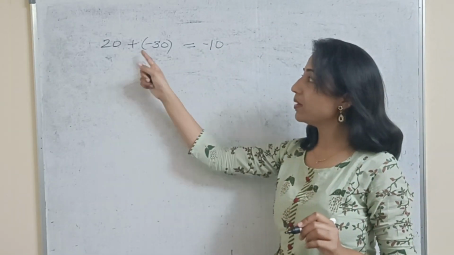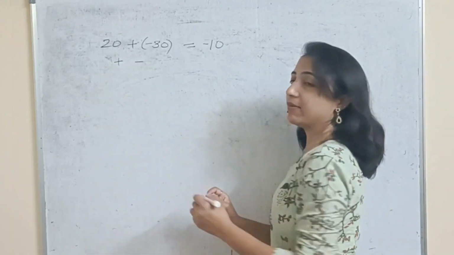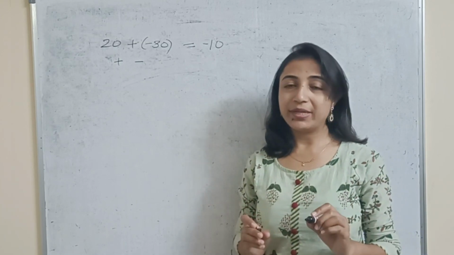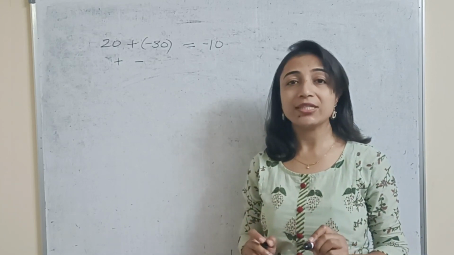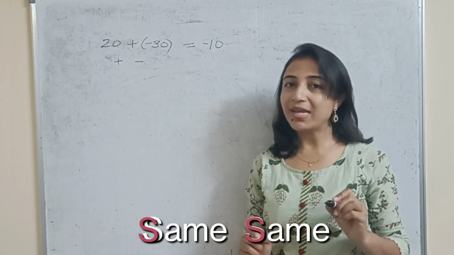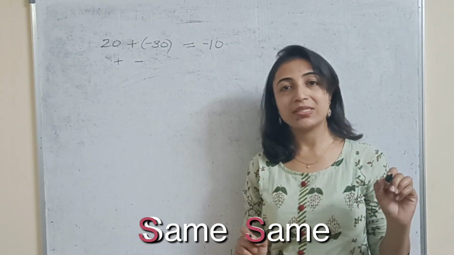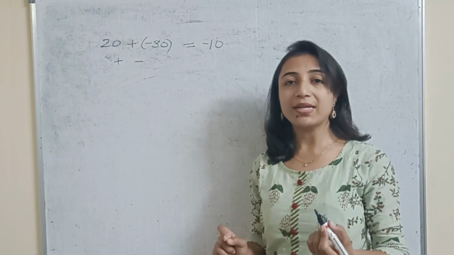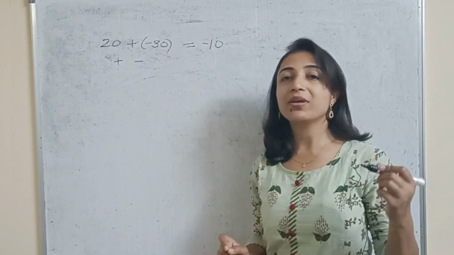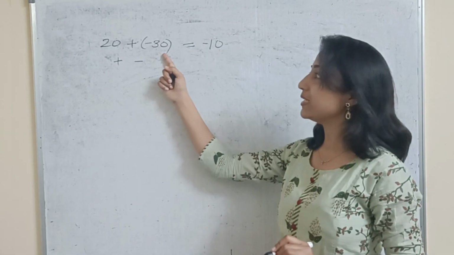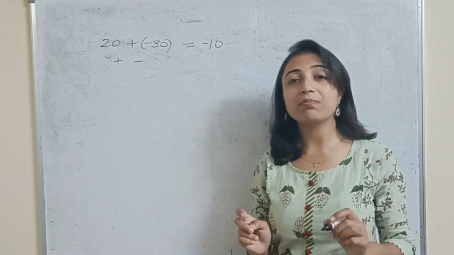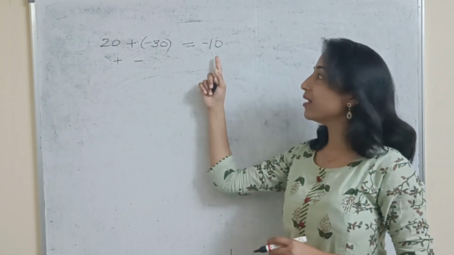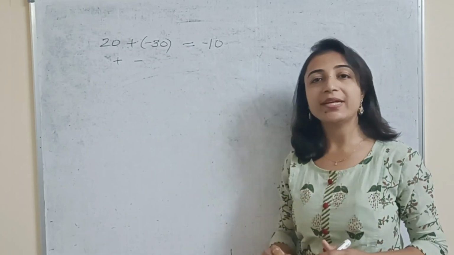Here the signs of the numbers are different, plus minus, so we have to take their subtraction. Plus plus, we take addition; minus minus, we also take addition, because the signs are the same, so we take their sum. And if the signs are different, like plus minus or minus plus, we take their subtraction, always subtracting the smaller number from the bigger number. So 30 minus 20 is 10, and the bigger number is 30, which is negative, that's why we give minus 10.